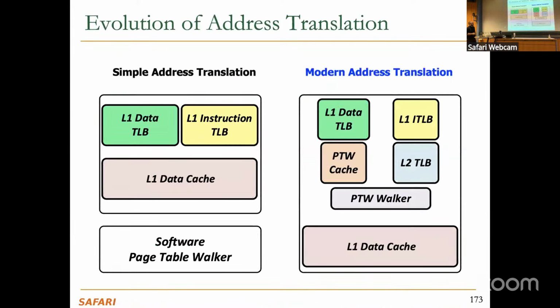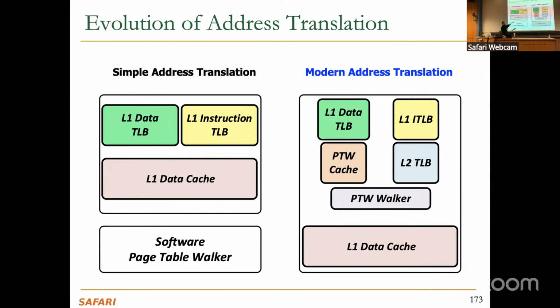So the evolution of the virtual memory subsystem, to get an understanding: some years ago, let's say 20, 30 years ago, we had a simple address translation subsystem, an L1 data TLB, an L1 instruction TLB, an L1 data cache, and the software page table walker. Why? We had small data sets. There was no need to sacrifice area and power and energy for performing the page table walk processing at the hardware level. In the modern address translation subsystem, we have a lot more components.